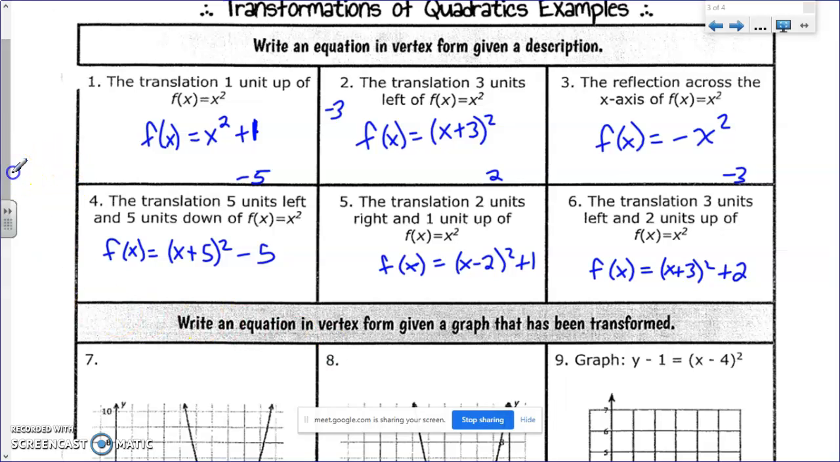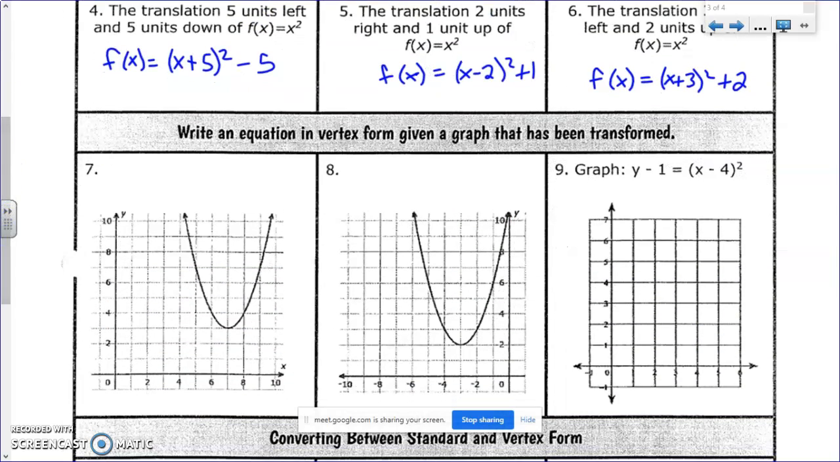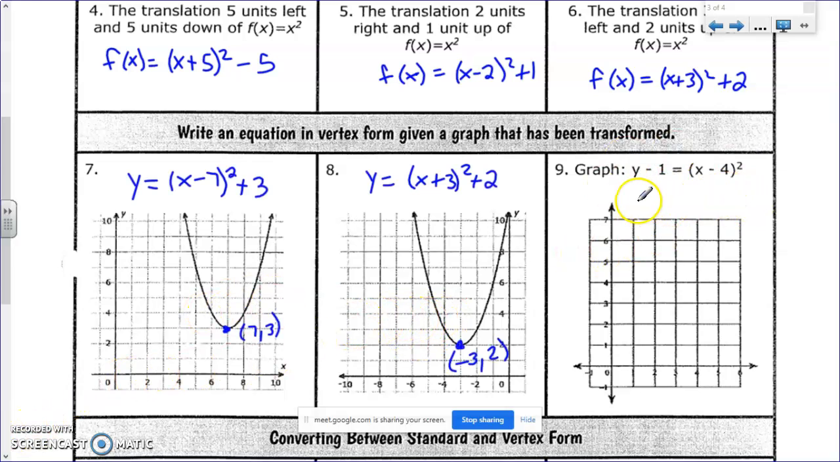Okay, so let's look at the next one. Write your problem 7 and 8. Go ahead and write that in vertex form for me. Okay, before I can graph, I need to solve for y. So how do I move this 1? Add 1 to both sides. I get y equals x minus 4 squared plus 1.